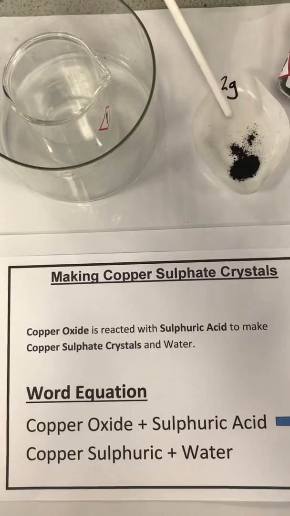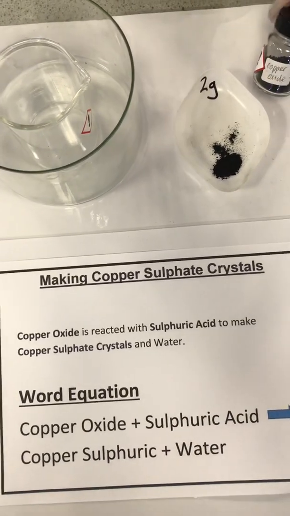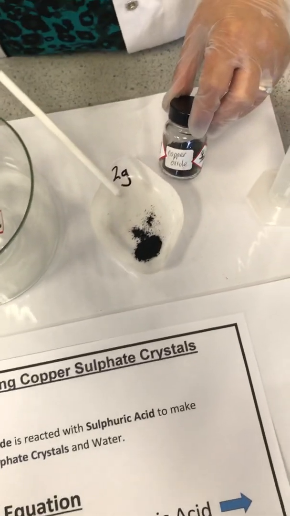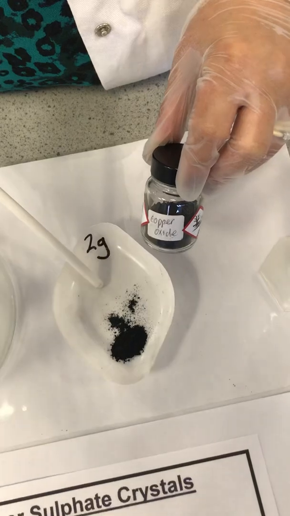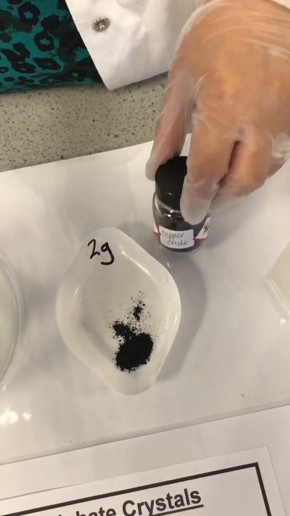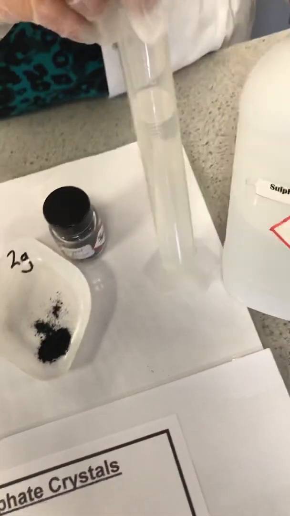Let's start the experiment. Step 1. Measure 2 grams of copper oxide using a balance, which we have already measured here, and measure 50 ml of 1 molar sulfuric acid in a measuring cylinder.